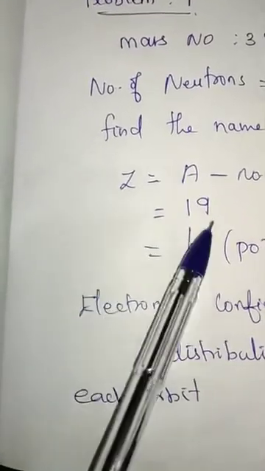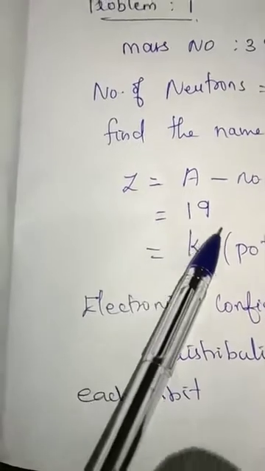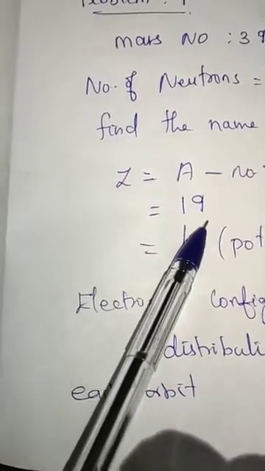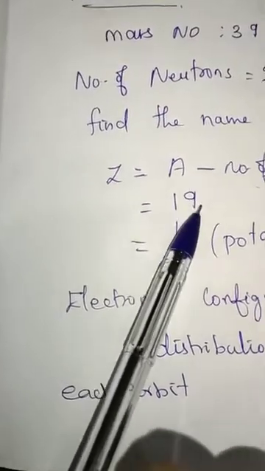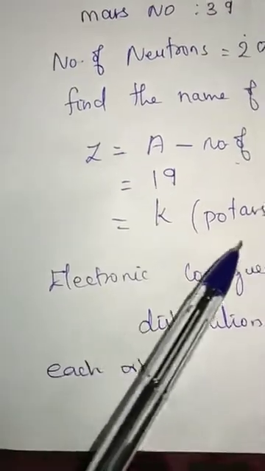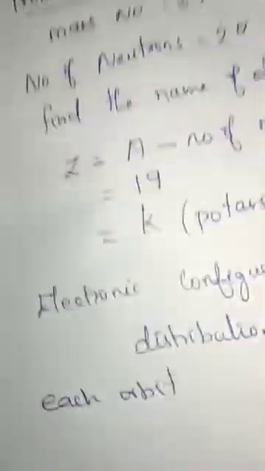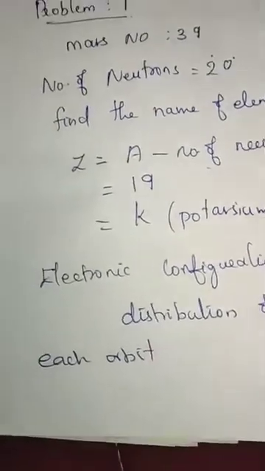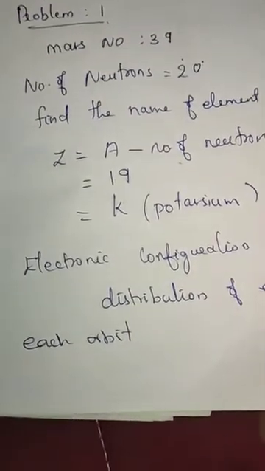The atomic number, the total number of protons or the total number of electrons present in an atom, is 19. So 19 determines which element? Potassium. K, the symbol is K, potassium. So the symbol is potassium.